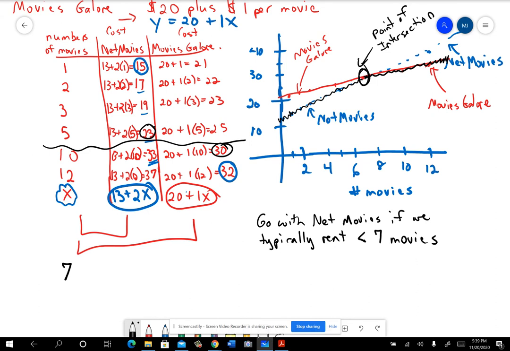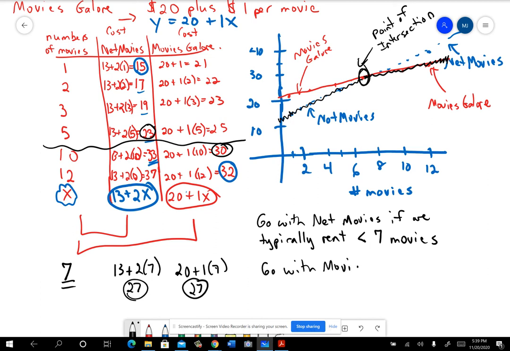So if it's 7 movies at NetMovies, it would be 13 plus 2 times 7. And then at Movies Galore, it would be 20 plus 1 times 7. So 13 plus 14, that would be 27. 20 plus 7, that would be 27. See how those are equal when we rent 7 movies? So you would go with NetMovies if you typically rented less than 7 movies, and you would go with Movies Galore if you typically rent more than 7.